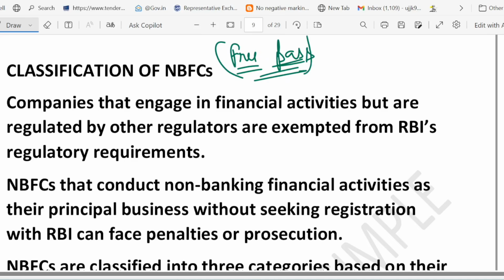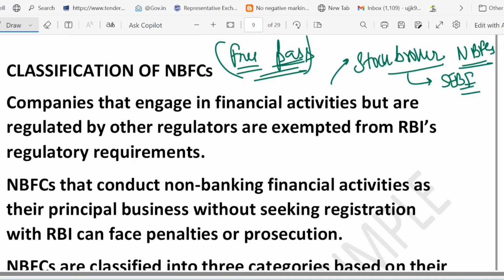Let's answer this question. Some NBFCs are regulated by other bodies. Just now we were talking about SEBI and IRDAI, and they don't need RBI registration. I told you who gets a free pass. For example, suppose there is some stockbroker NBFC. You know this stockbroker NBFC is regulated by SEBI, the Securities and Exchange Board of India. They do not answer to RBI.